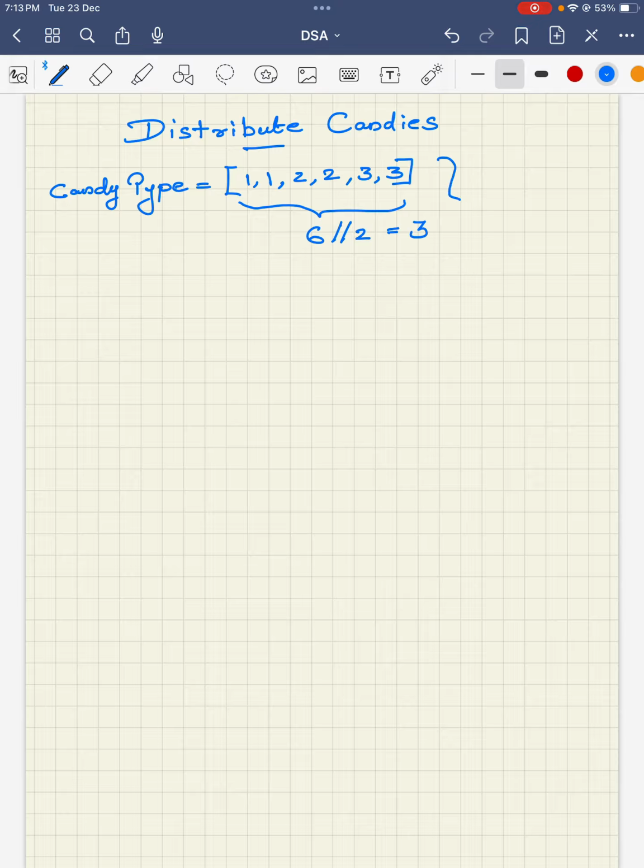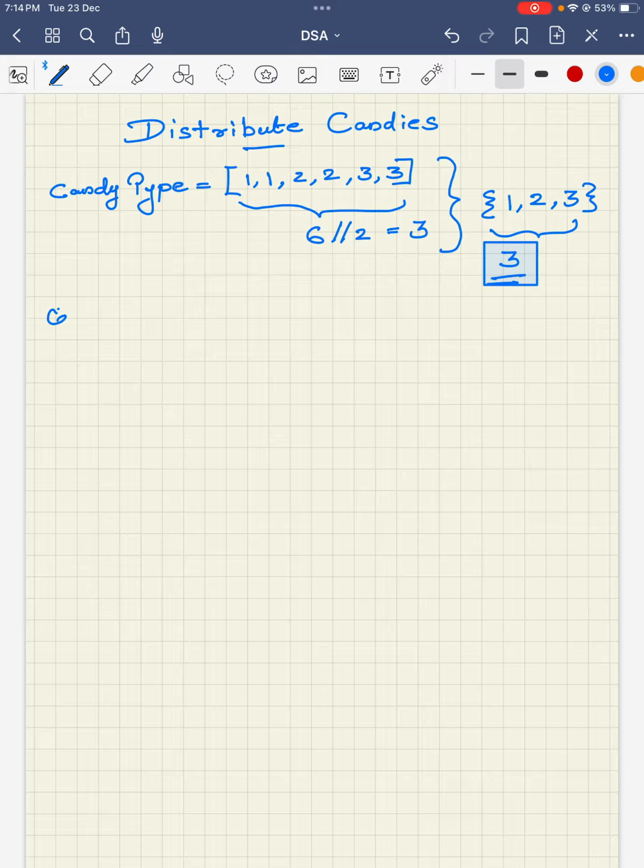So the way the candies would be had is to pick one from this category, pick one from this category, and pick one from this category. If you do so, that would be 1, 2, 3, and this count is 3. We have to return this count. So let's try with another example.